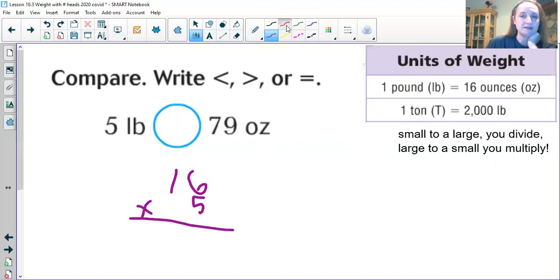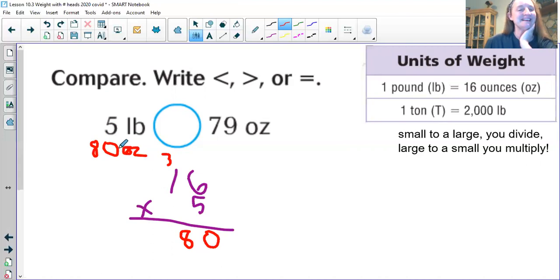All right, I'm going to take a different color. 6 times 5 is 30 in my ones. And 5 times 1 group of 10 is 5, plus 3 more is 8. So you should say that 5 pounds is the same thing as 80 ounces. Oh my goodness, look how close that is. That's not 800, by the way. It's just 80. That's just my little ounces. All right, so it's 80 ounces and 79 ounces. So 5 pounds is just 1 ounce greater. That was close, wasn't it?